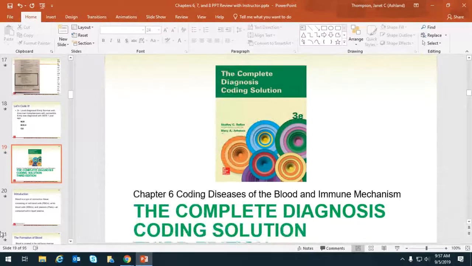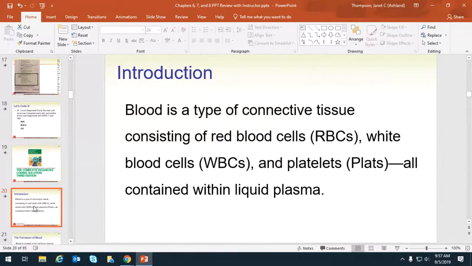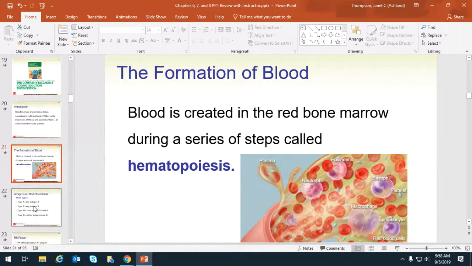All right. Now we did our review. So we're covering chapters 6, 7, and 8. These are blood and immune system disorders, mental health, and the endocrine system. And like I said, it's pretty straightforward. So we're starting with the review of the blood. It is a type of connective tissue. It's made up of red, white, and platelet cells. The formation of blood begins in our bone marrow, believe it or not, and the process of formation is called hematopoiesis.